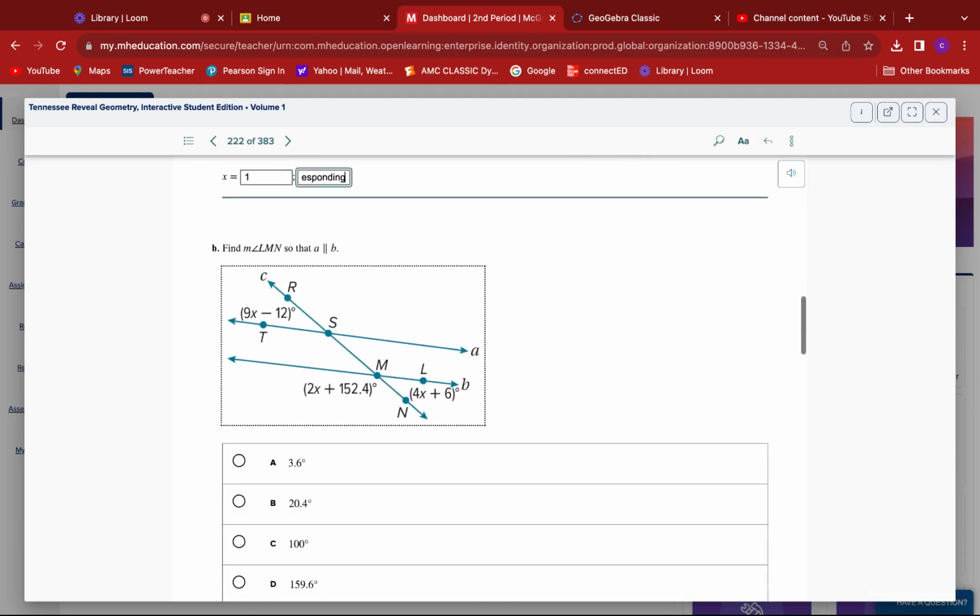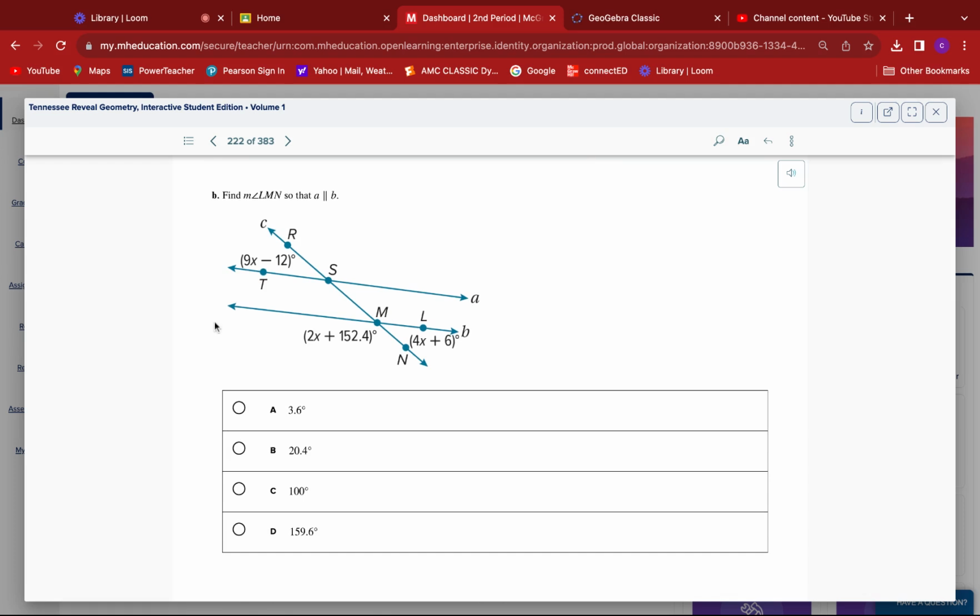Which will give me some room. All right, let's see what's going on here. Find angle LMN. So I'm looking for this angle right there that's labeled 4x plus 6. All right, so these are your parallel lines A and B. That makes line C your transversal. Okay, well, I see a bunch of X's. But remember your color coding.